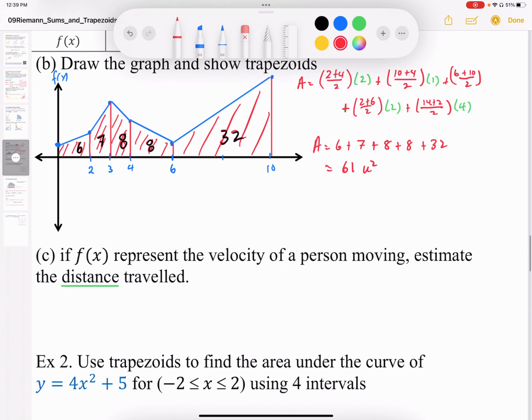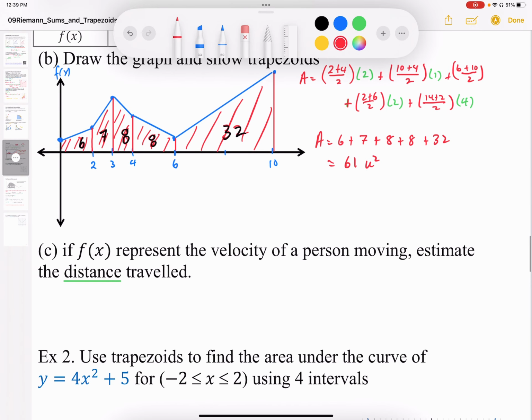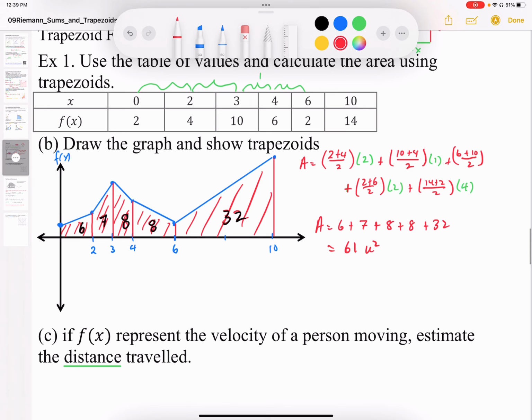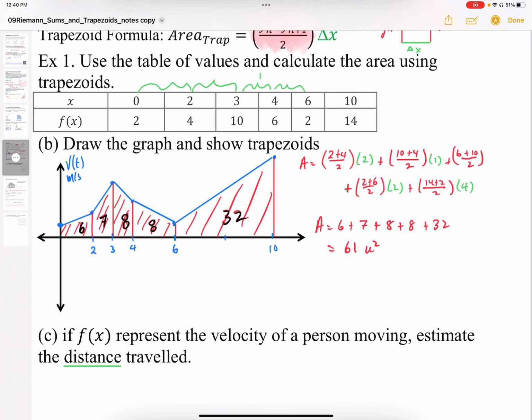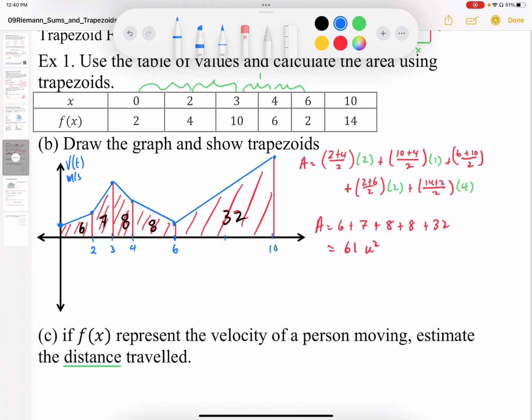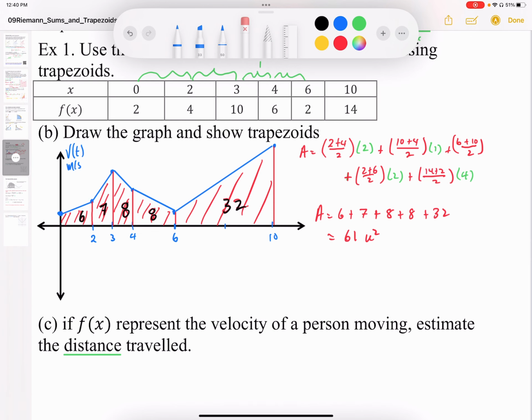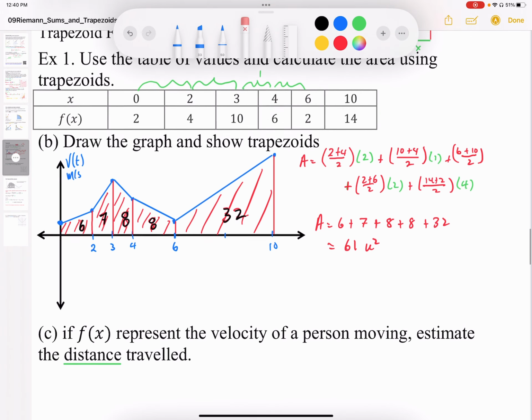In the next part, it says, if f of x represents the velocity of a person moving, estimate the distance traveled. So first of all, this function is velocity. So we're just going to replace that with v of t. Okay, so we'll measure that, let's just say that's in meters per second. And we want to calculate the distance traveled. So again, the distance is the absolute value of displacement. Although in this case it doesn't matter, we really should make sure we understand what distance is.